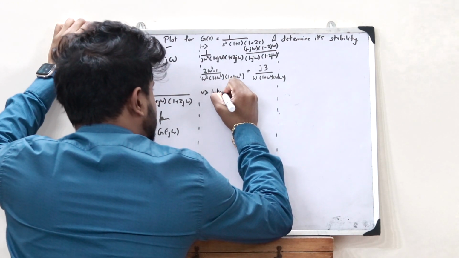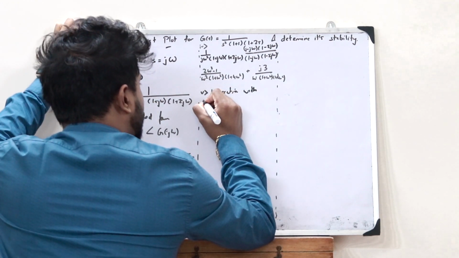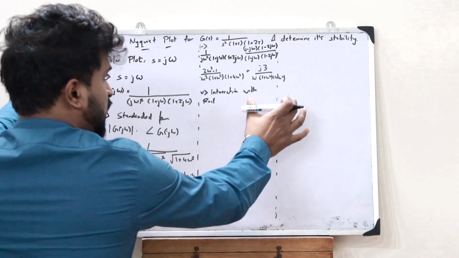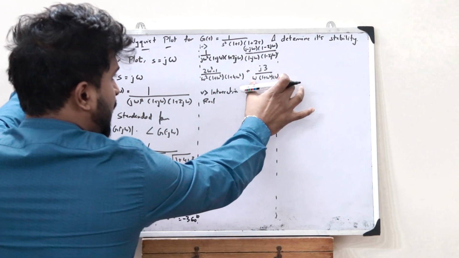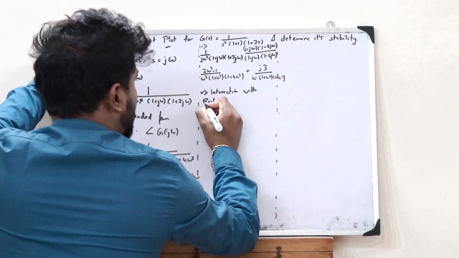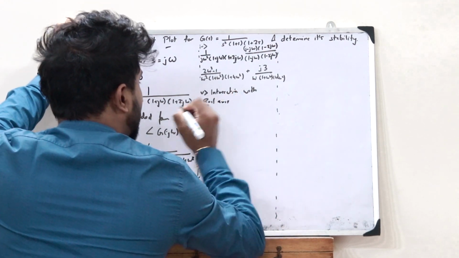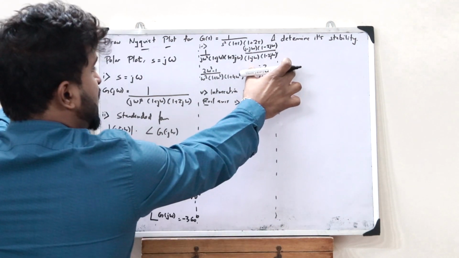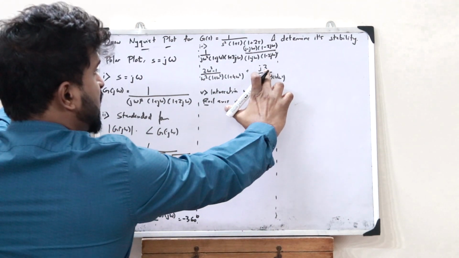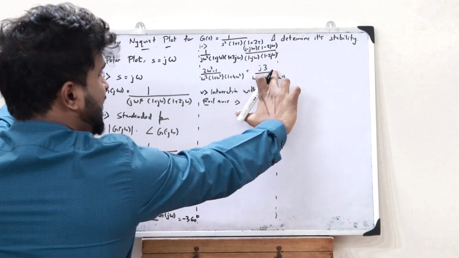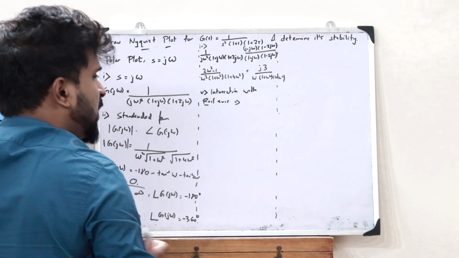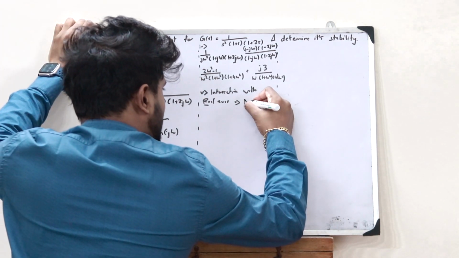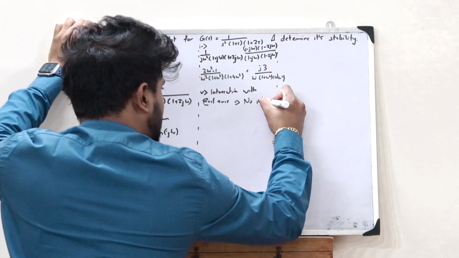So first, the intersection with the real axis. In order to find the intersection with the real axis, what we do is take the imaginary part and equate it to 0. So with the real axis, the intersection is obtained by equating this particular part equal to 0. When we equate this part to 0, what we observe is that the denominator becomes 0 and j3 becomes equal to 0, which means that there is no intersection with the real axis. So therefore, we have no intersection.